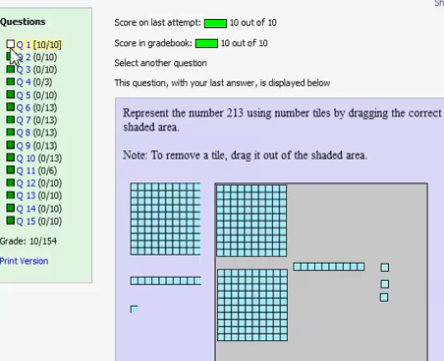Because the green box is now white, this means I have full score on this question. I also know this because the box is completely green.